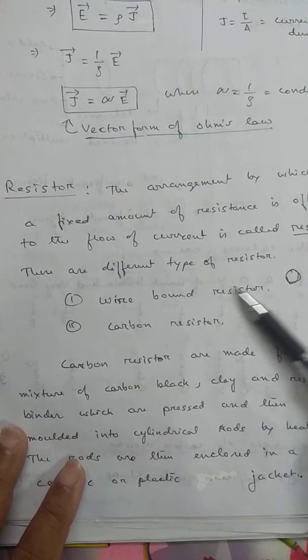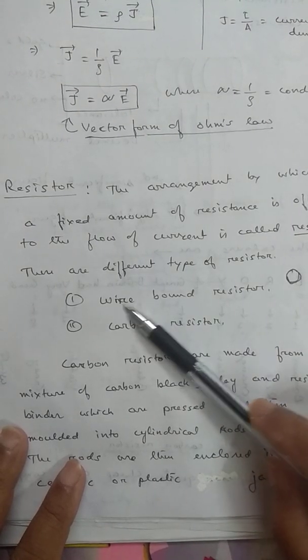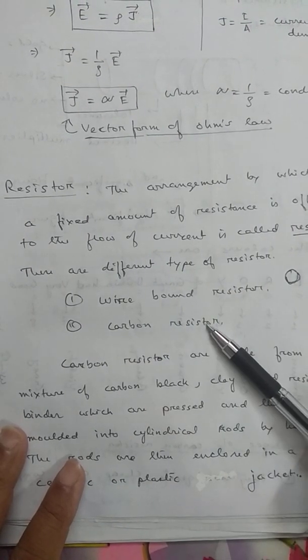So there are basically two types of resistors. One is called the wire bound resistor and one is called the carbon resistor.